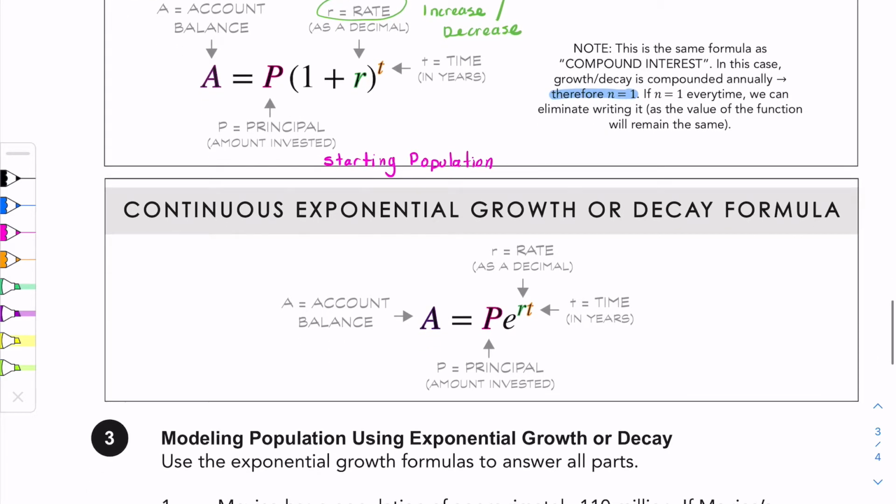We could also see continuous exponential growth or decay formulas, problems. So this is the same as the continuous function we went over above. If you have the principal amount or the amount invested in a population type problem, the p-value would be your starting population.